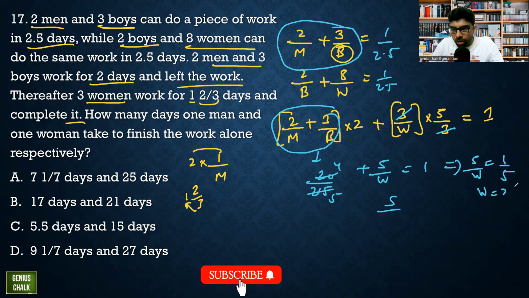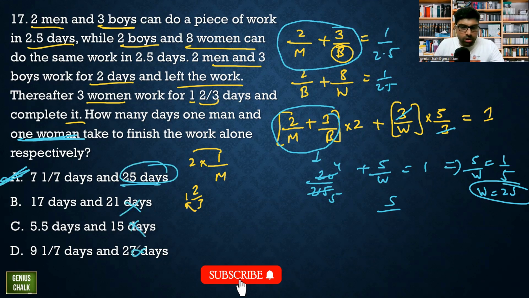So W can finish the work in 25 days. That means one woman will do the work in 25 days. Now check the options. Only one option has women in the second one, and there is no other option of 25 days. So the first option is my answer.